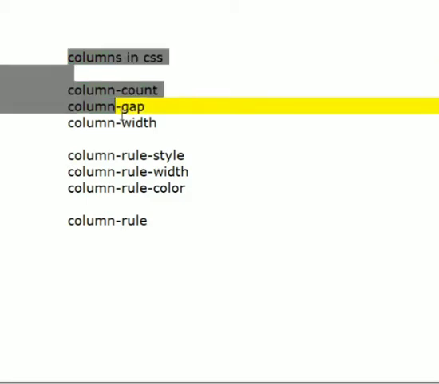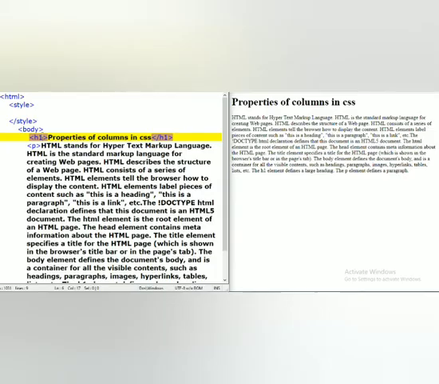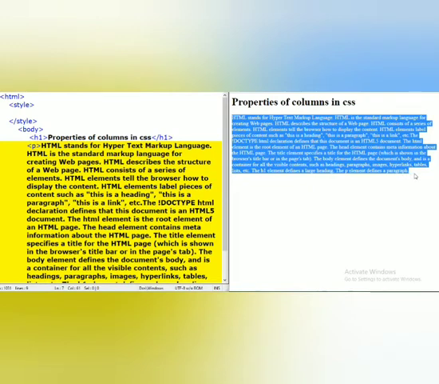We are going to learn all these properties practically in this video. Let's learn all these properties practically. In this program, we can observe one H1 element and one paragraph. We can observe the output here. This is the H1 element and this is the whole paragraph. Still, I have not divided it into columns.